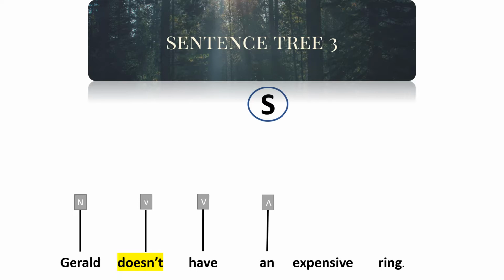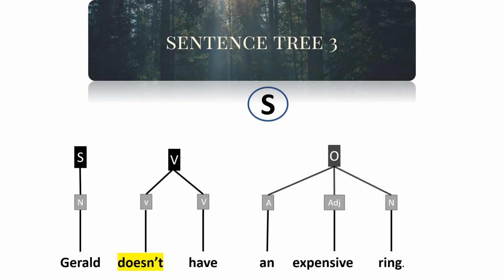An is an article. We could draw our learners' attention now to why it was a ring before, and now it has become an expensive ring. Once we have completed talking about the lower level, we can show that Gerald is a subject, doesn't have makes up the big verb, and expensive ring is the sentence's object.